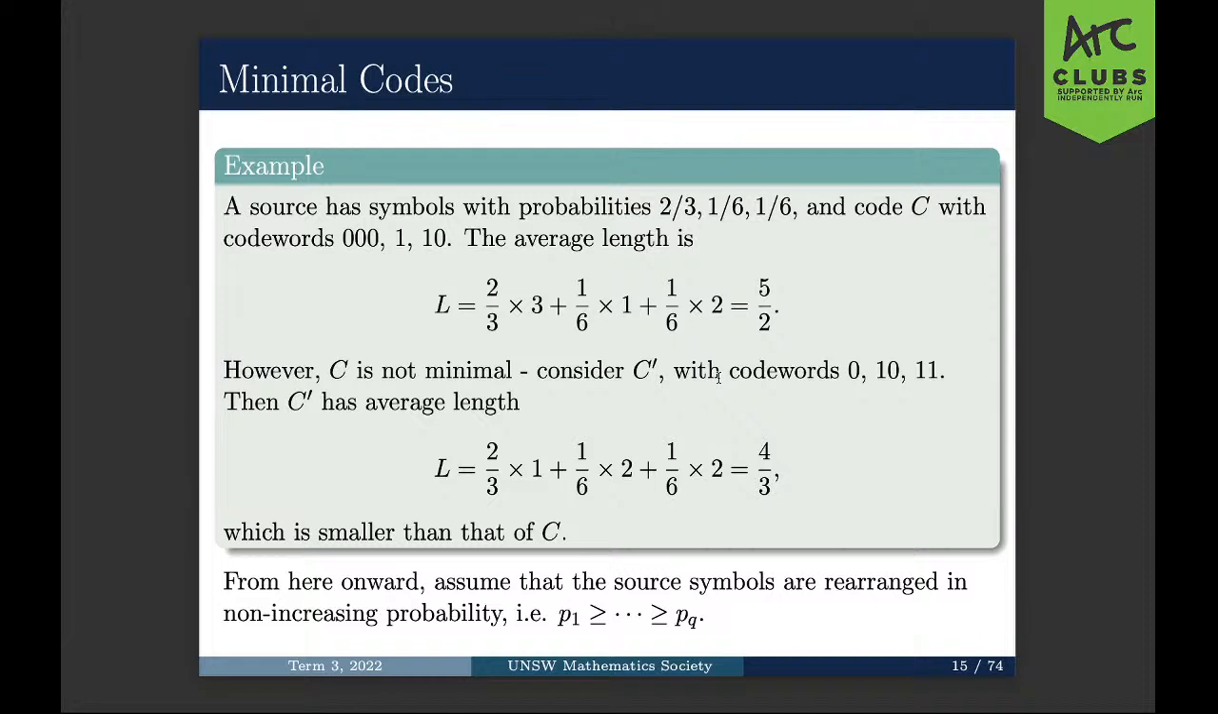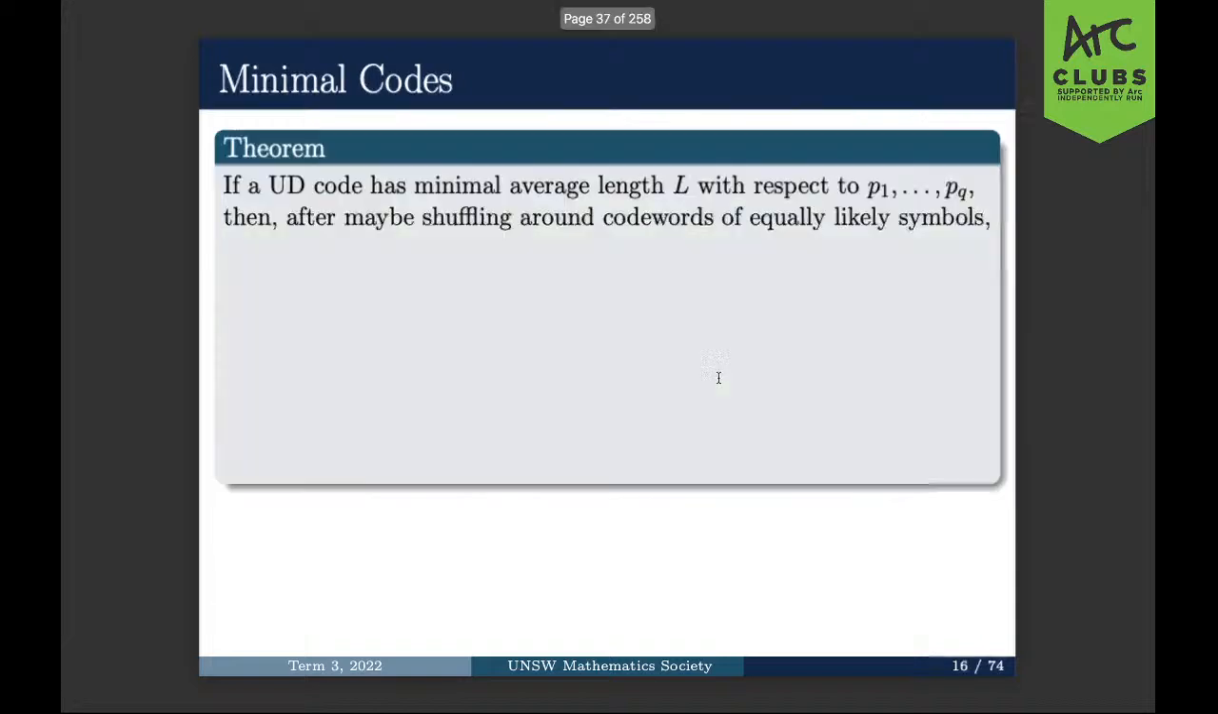And yeah, from here onward, let's just assume that we rearrange the source symbols so that they have non-increasing probabilities. So the first one is going to have the biggest probability, and the last one is going to have the smallest probability. So here's a theorem. If a uniquely decodable code has a minimal average length L with respect to the probabilities of the source symbols, then we can have the following. This kind of depends on whether we shuffle around the code words of equally likely symbols.